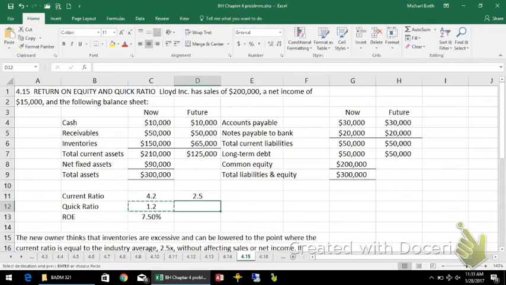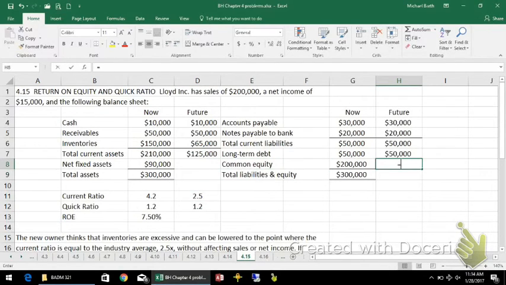The new quick ratio would stay exactly the same. It's the current assets minus the inventory, which is 210,000 minus 150,000, the same as cash and receivables together. So these numbers, the current assets other than the inventory, didn't change. So the quick ratio is unaffected by this particular move.